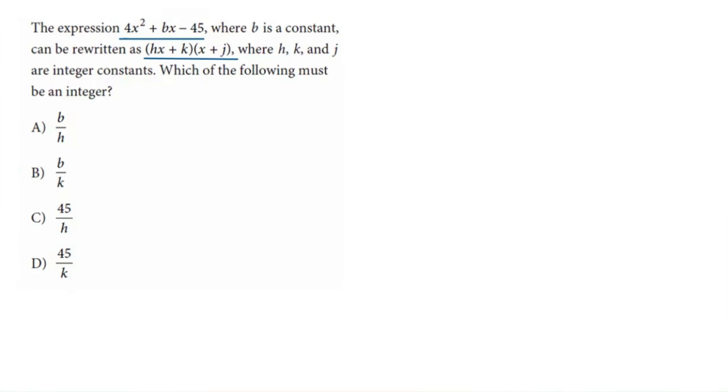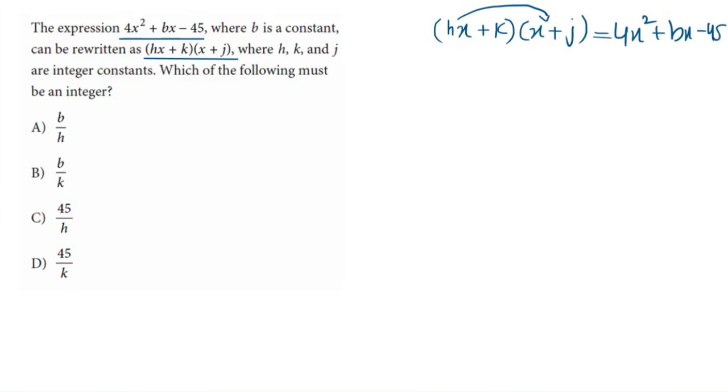So it is rewritten as hx plus k times x plus j. So have you noticed h will be 4? The reason is when you multiply hx with x, this will be hx squared, and that is equal to 4x squared plus bx minus 45. So I can say that h is 4. So let's just write a 4 over here.